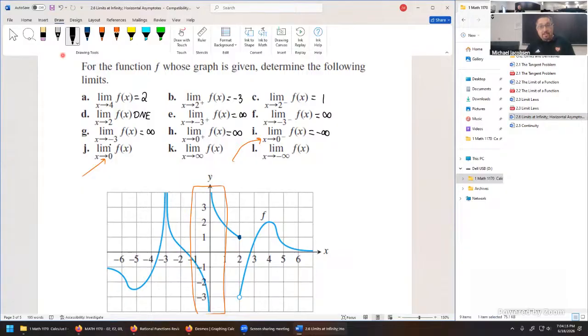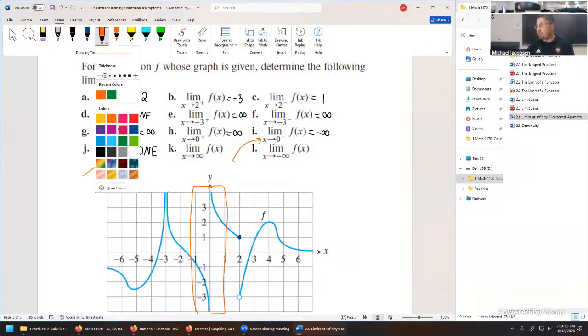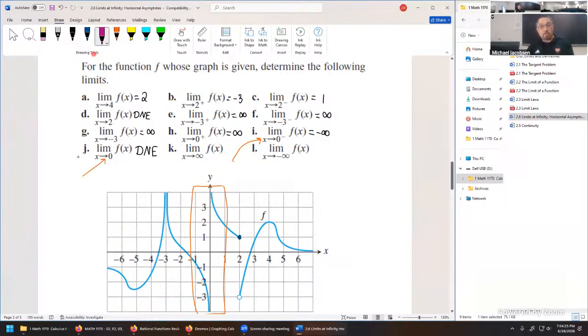And so that means the best answer for this one is just a simple does not exist, is probably the better answer. The answer the author of the textbook would most likely give.